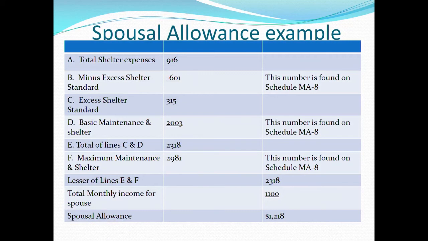Okay, yes, ma'am? I have a question. On the example, this is strictly an example, spousal allowance example. This right here? Yes. So it's $1,218. That varies? Yes, because it's all dependent upon the spouse's income relative to their shelter expenses. So we would look at income, all income across the board, Social Security, employment, unemployment, pensions, retirements, civil service annuities, anything like that, minus the shelter expenses. And then there are different standards like the excess shelter standard, B, C, or D, the basic maintenance and shelter, and the maximum maintenance and shelter. Those standards actually change, and they're found on a Schedule MA8 that you can find online, but they're updated, I think, annually as well.